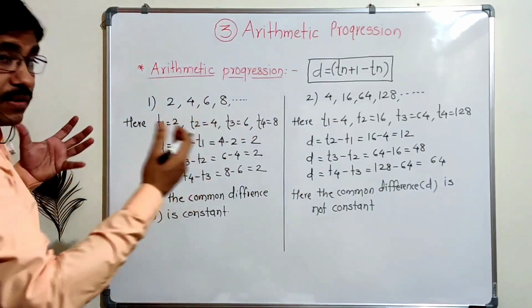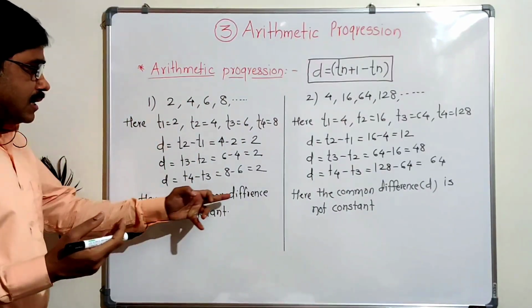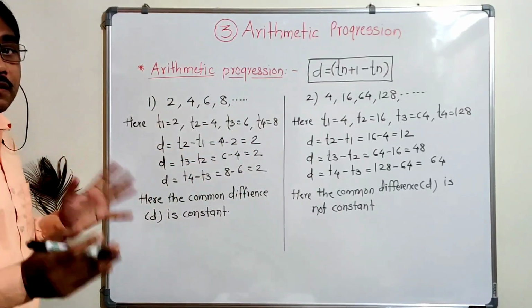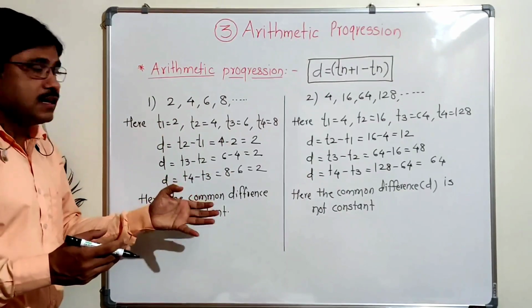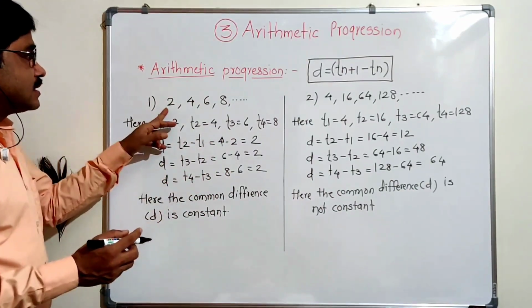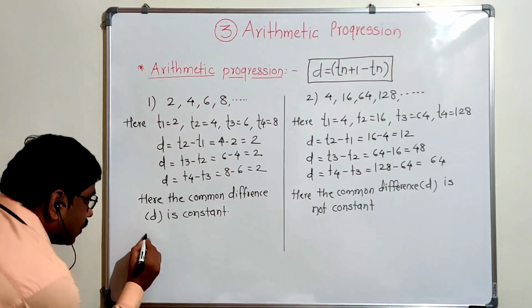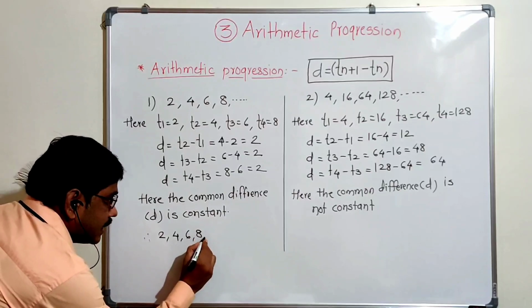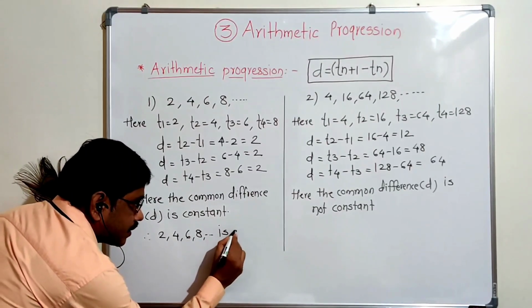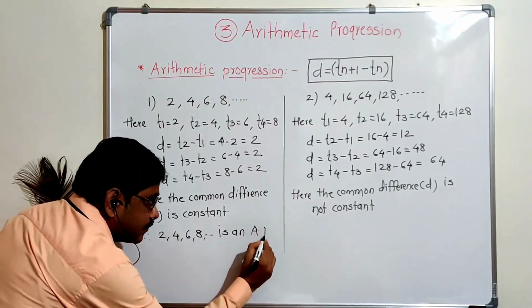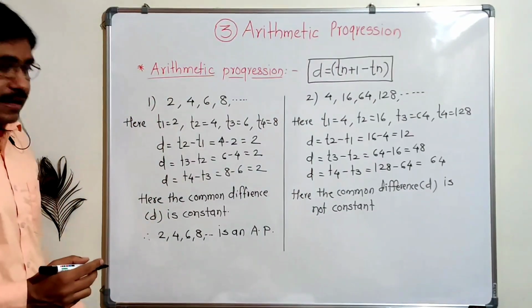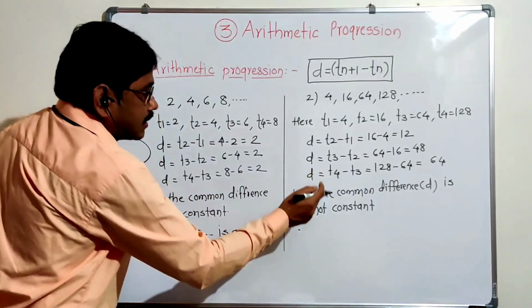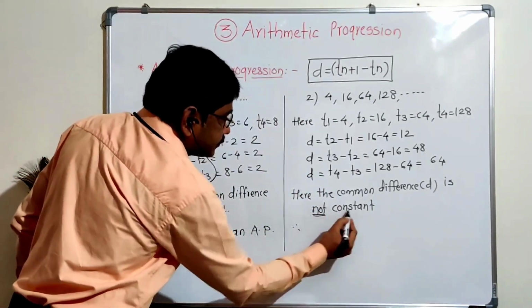So here see the difference. Here the common difference D is constant everywhere: 2, 2, 2. And therefore what is our conclusion? If the common difference is constant, then this sequence is an AP. This 2, 4, 6, 8 is an AP. AP means arithmetic progression, we can write in short. And here, therefore, what is our conclusion? It is not a constant.